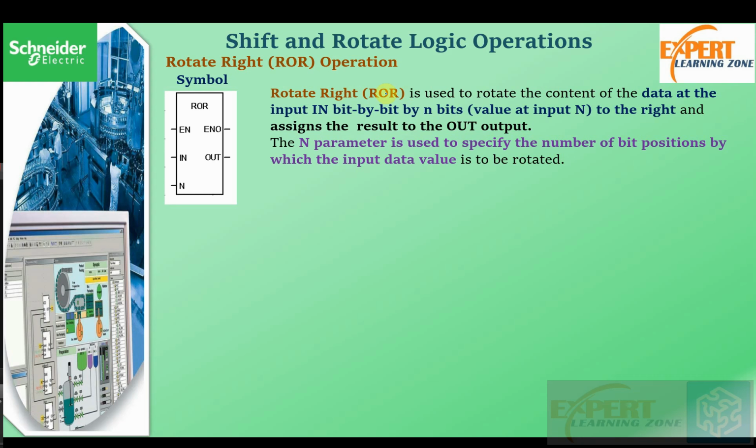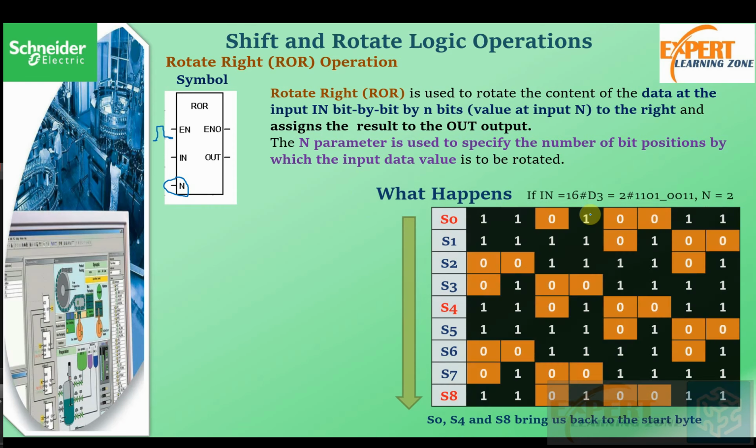Here the rotate instruction is used to rotate the content of the data at the input bit by n places to the right and assigns the result to the output. Here you specify the number of places, or the number of bit shifts, that you want to carry out, and upon a pulse here, that is a 0 to high pulse, shifting is carried out. Now let's see what happens.